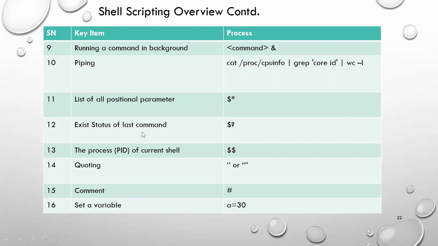Exit status of the last command is the next one. If you run a command, you can check dollar and question mark, and it will tell you whether the last command ran successfully or had some error. If you want to get the PID of the shell that you are currently on, you just need to put double dollar sign, and you will get the PID.